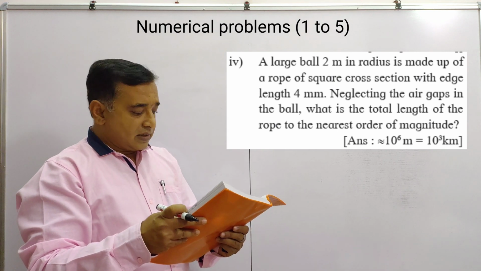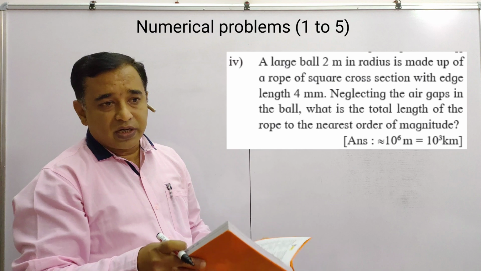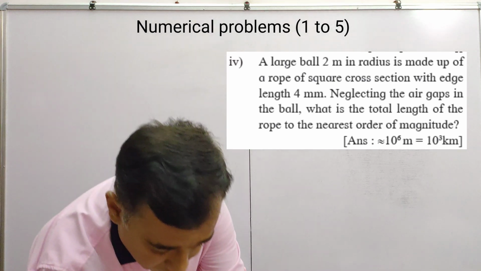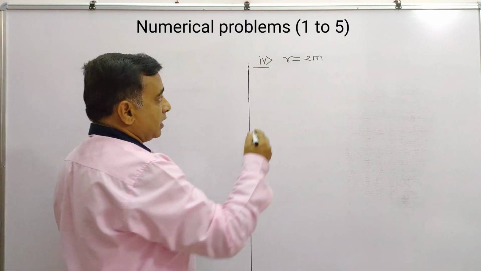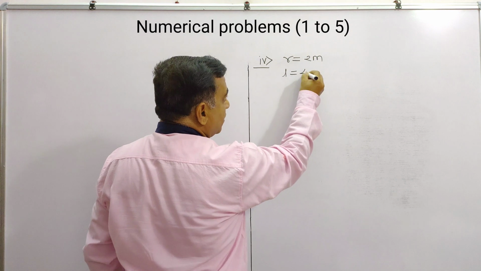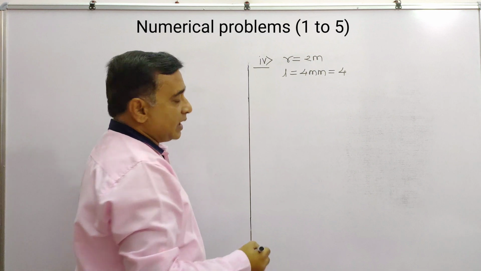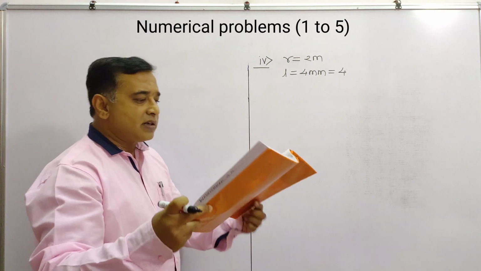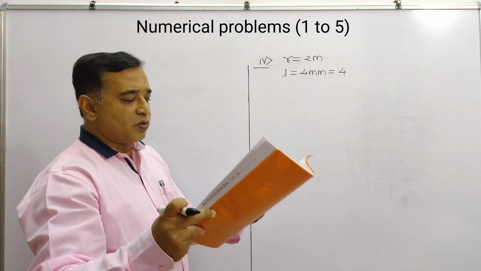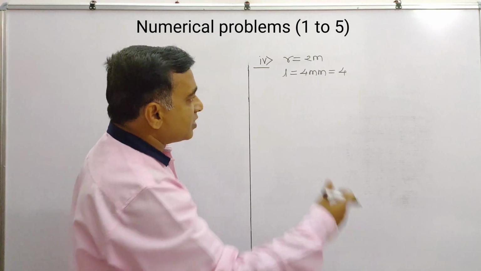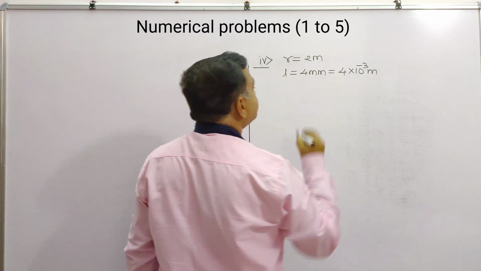How to get that? Let us take the magnitude. What is the total length? So how to get the total length of that one? That we need to calculate. So we know very well that length is equal to 4 millimeter. Once again, I'm going to take that: the edge with the length of 4 millimeter. So 4 millimeter means 4 into 10 raised to power minus 3 meter.